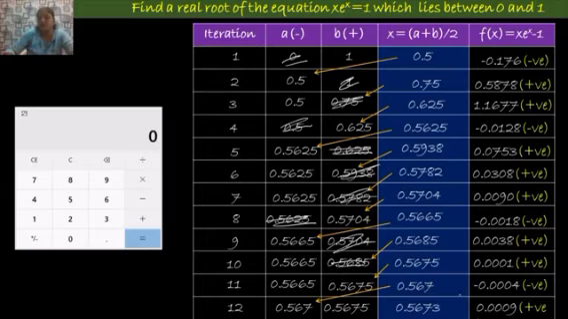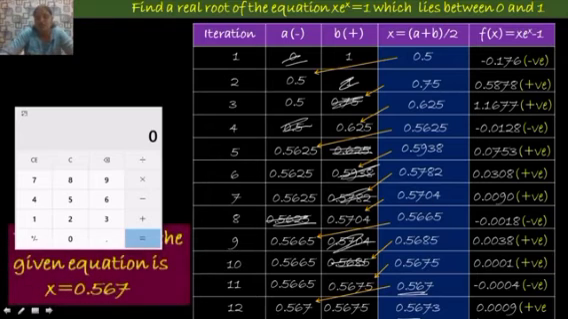So I have to stop this process here, because in the successive approximations I find 0.567 here, 0.5673. So I get the root with the desired accuracy up to 3 decimal places. So the root of the given equation is 0.567.